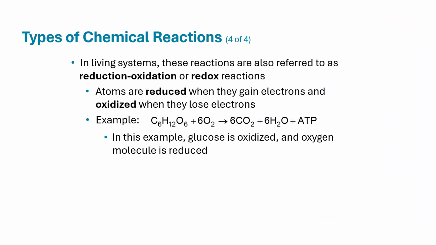In living systems, these reactions are also referred to as reduction-oxidation or redox reactions. Atoms are reduced when they gain electrons and oxidized when they lose electrons. So this is glucose plus 6 oxygen yields 6 carbon dioxide plus 6 water plus ATP. So glucose here is oxidized and oxygen is reduced.